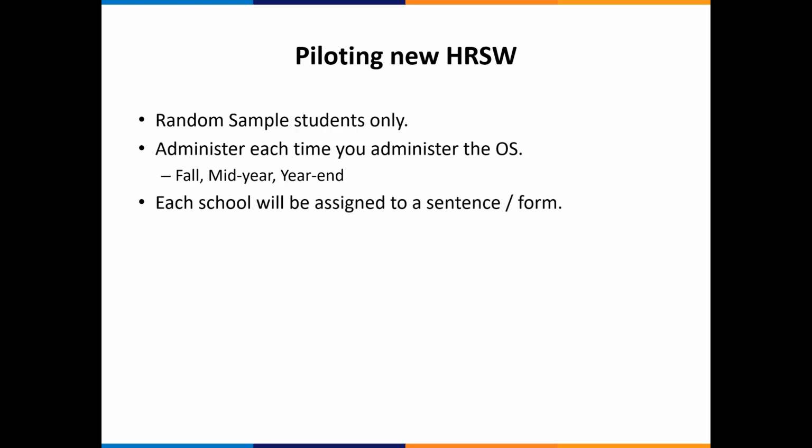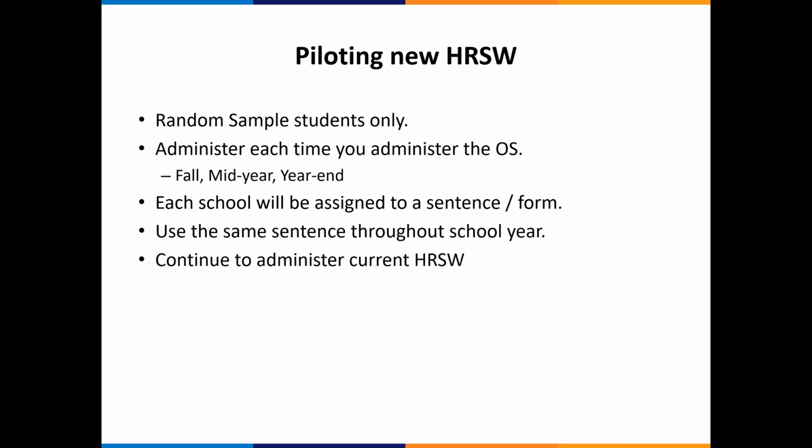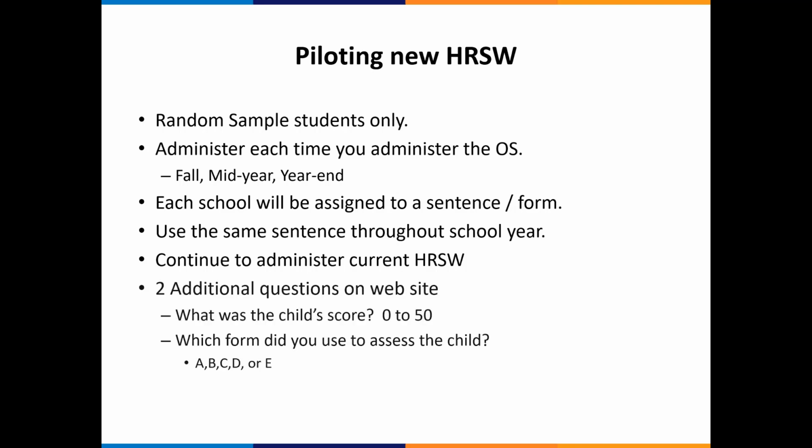Each school will be assigned a specific sentence or form to use when testing out this new assessment. And then you will use the same sentence throughout the school year. So if you got sentence A, the teacher will administer sentence A to her students at fall, mid-year, and year-end. You will also continue to administer the current hearing and recording sounds and words and record it on the website as well for our random sample students.